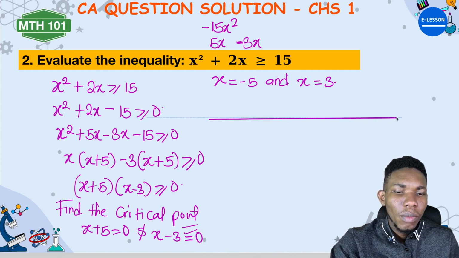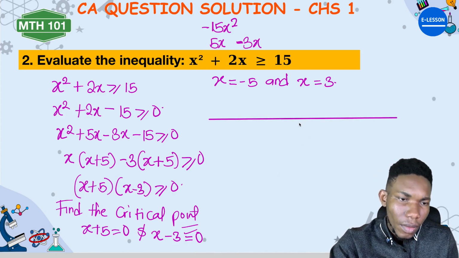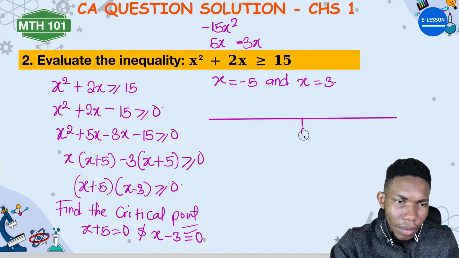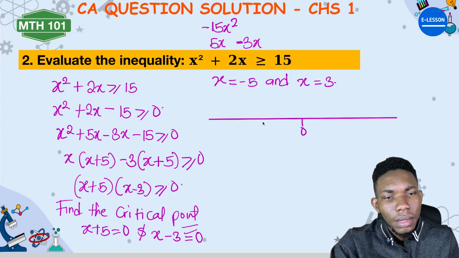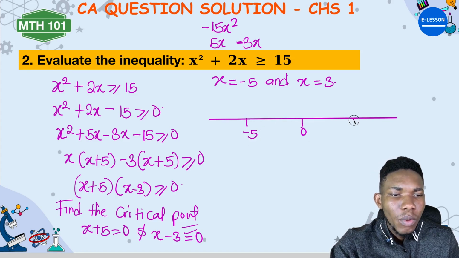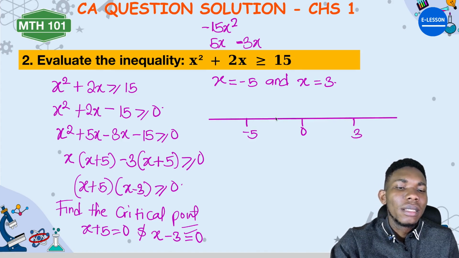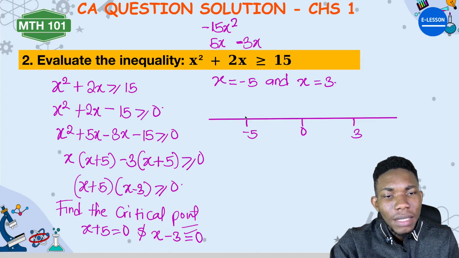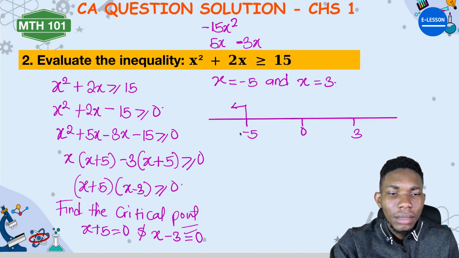If this is a number line, my dear student, this point here is our 0 mark. This point here is minus 5, and this point here is 3. These are the values that you have. Now, there are 3 parts of this number line. You have a part where x is less than minus 5. That means this part. Are you getting it?